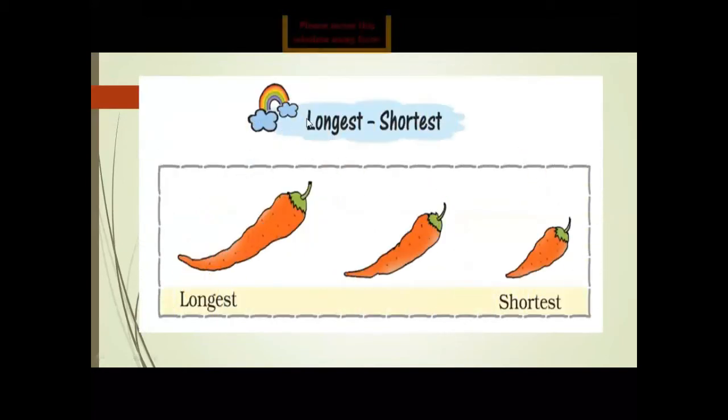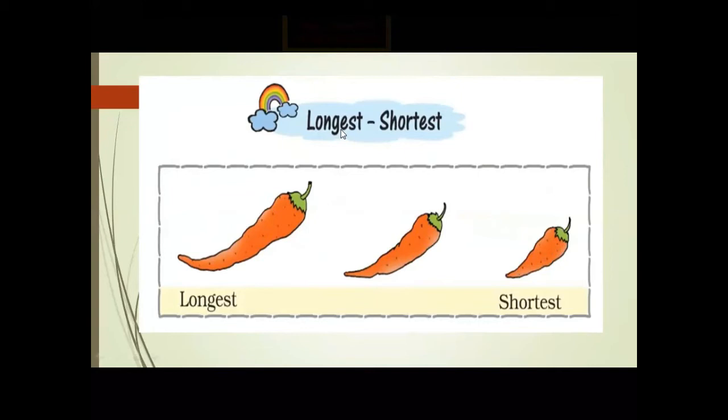Now let's discuss the longest and shortest. These are also used for the measurement of length, but we use them when we compare more than two objects. Here we see three objects. We see here three chilies. One, two, three. And these three chilies are more than two.